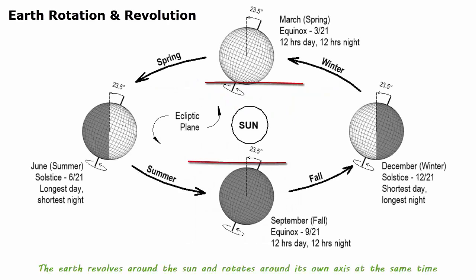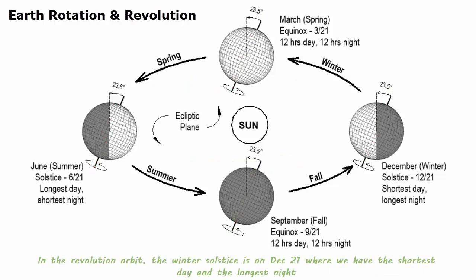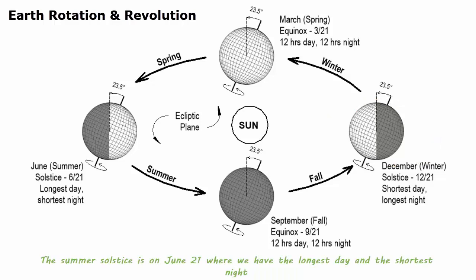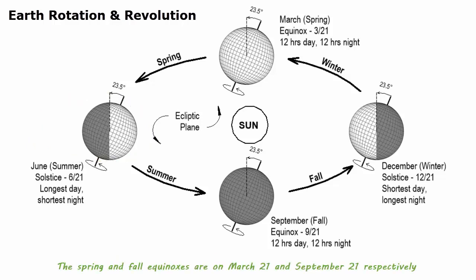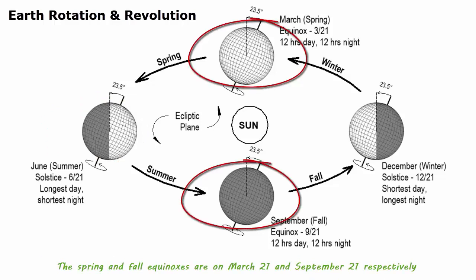The Earth revolves around the Sun and rotates around its own axis at the same time. In the revolution orbit, the winter solstice is on December 21st, where we have the shortest day and the longest night. The summer solstice is on June 21st, where we have the longest day and the shortest night. The spring and fall equinoxes are on March 21st and September 21st, respectively. On these 2 days, we have exactly 12 hours of daytime and 12 hours of nighttime.